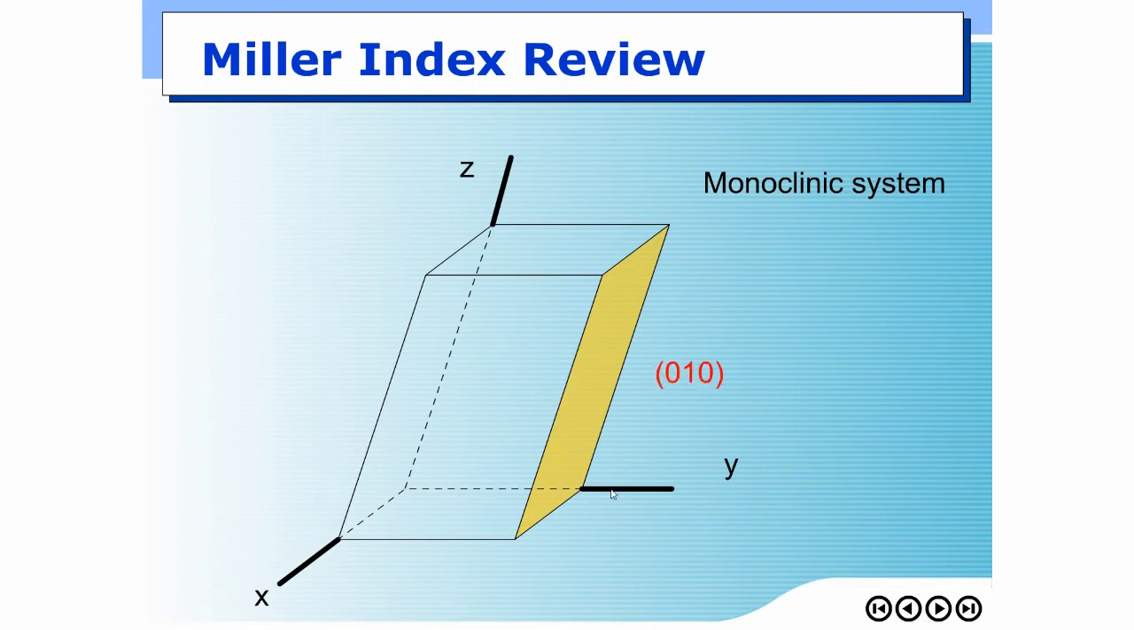So this would be 0, 1, 0, just like what we discussed in the cubic system. But you can see that 0, 1, 0 of the cubic system and 0, 1, 0 of the monoclinic system are not the same plane. So they are different based on their crystal system as well. Okay, so this would be 1, 1, 0 and so on.